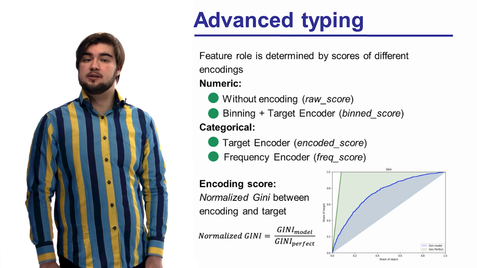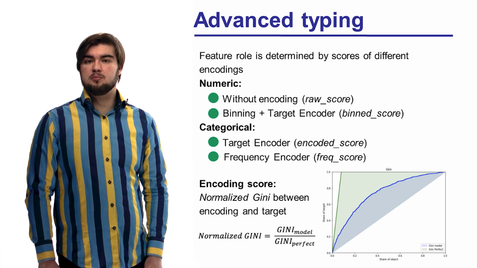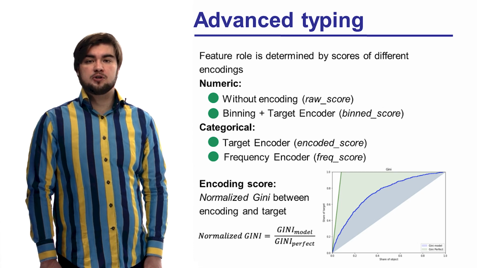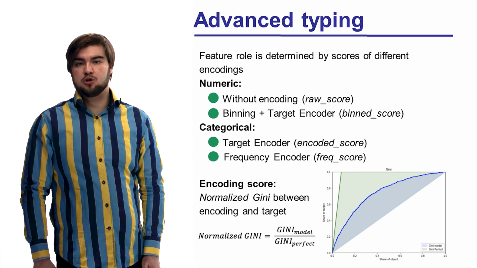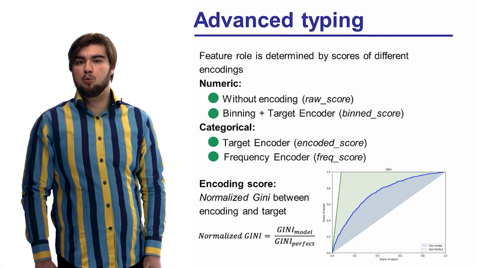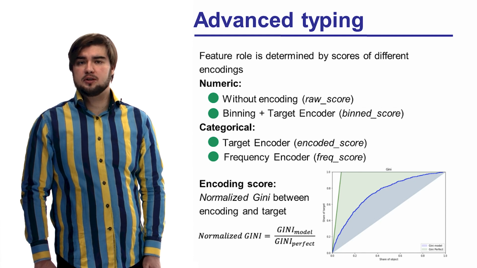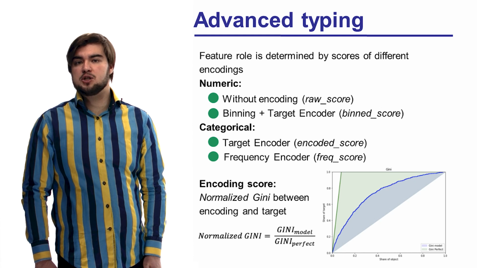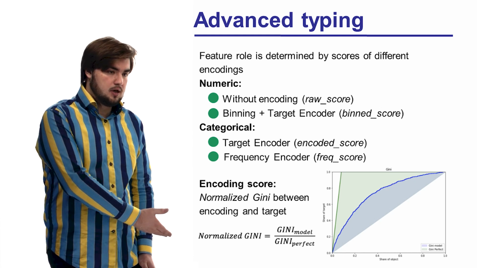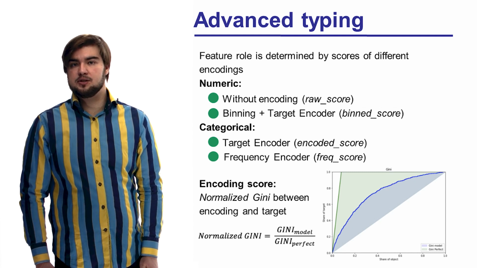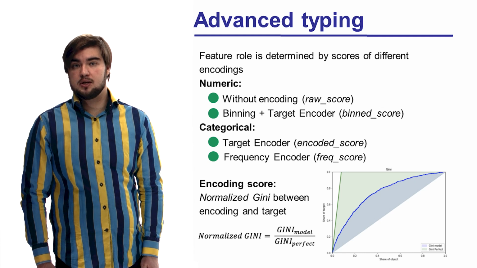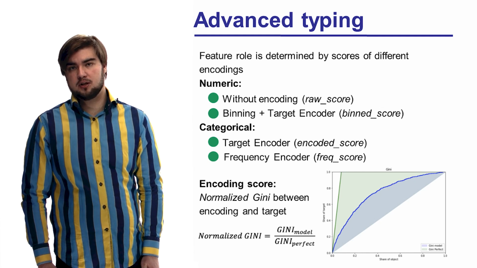As for the advanced typing, the feature role is determined by its encoding, which predicts the target the best. Overall, 4 types of encoding are considered. Raw encoding and the composition of binning and target encoder vote for the numeric role, while target encoder and frequency encoder vote for the category role. Normalized Gini coefficient between the encoding and the target is used as a quality score. This metric is similar to ROC-AUC and shows us if the encoding helps us to sort the target.